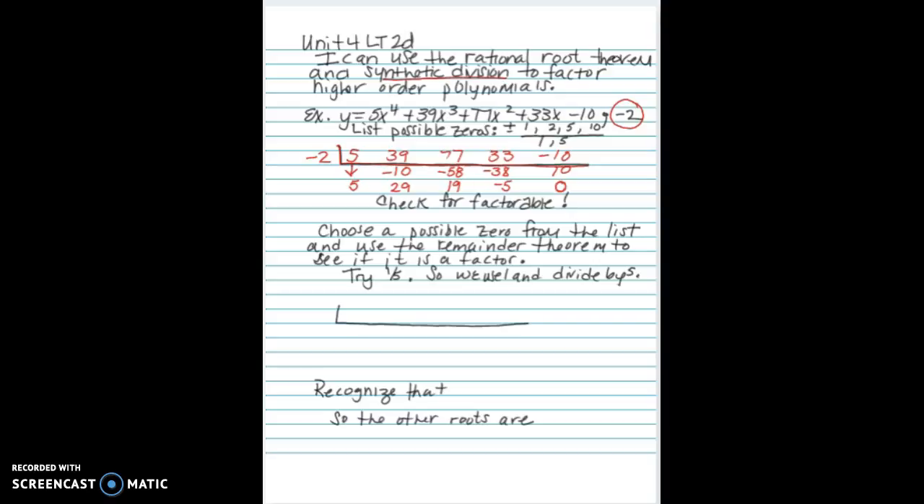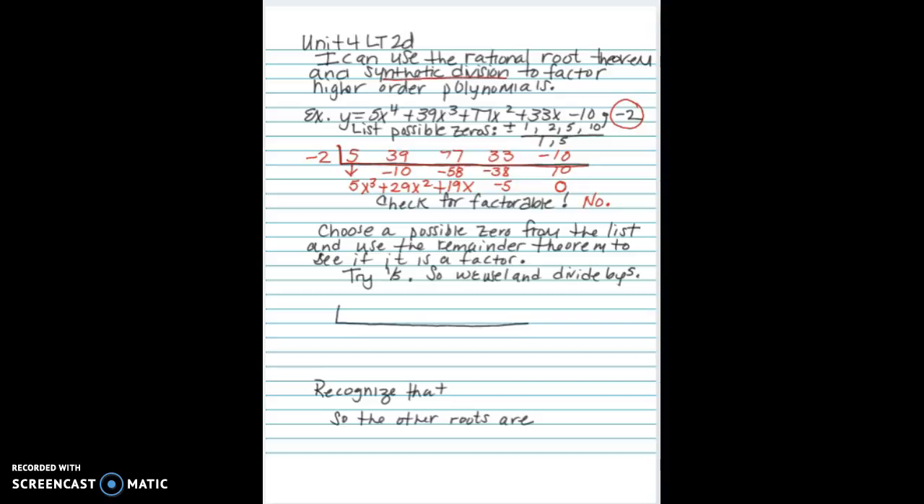It should be 0 remainder because we know -2 is a root. If we would have gotten any remainder other than 0, we would have done something wrong. So I'm going to go ahead and put the x's in here because I want to check to see if this particular polynomial that's left over is factorable. I have a 5x cubed plus 29x squared plus 19x minus 5. Can I factor that? No, I don't think I can.